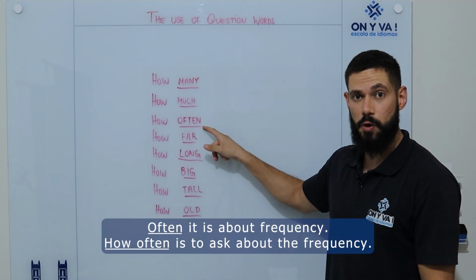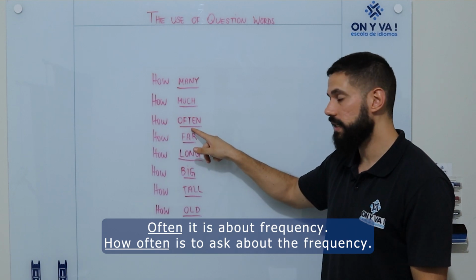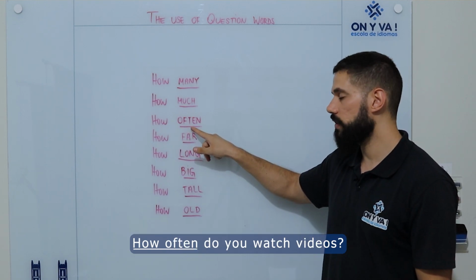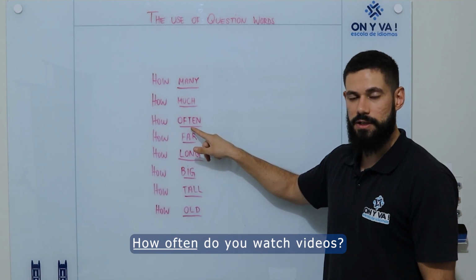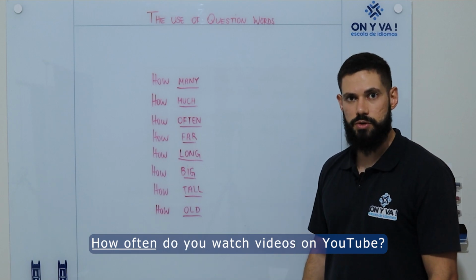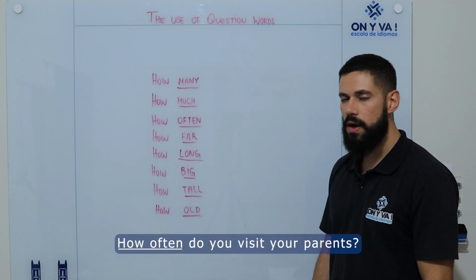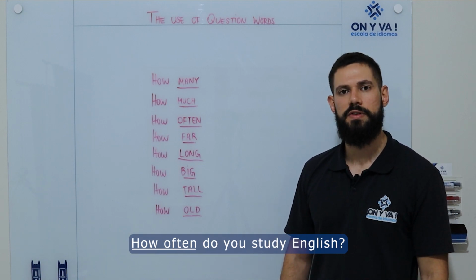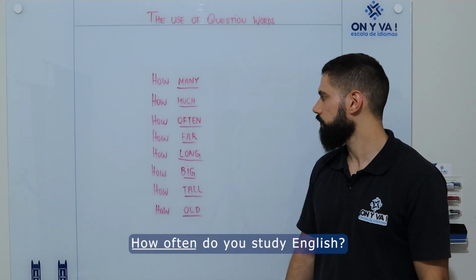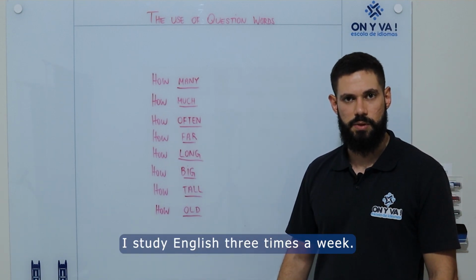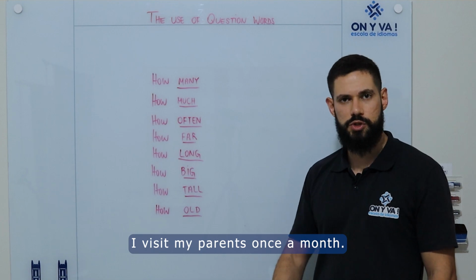Often is about frequency. So how often? We are asking about the frequency. How often do you watch videos on YouTube? How often do you visit your parents? How often do you study English? The answer is, I study English 3 times a week. I visit my parents once a month.